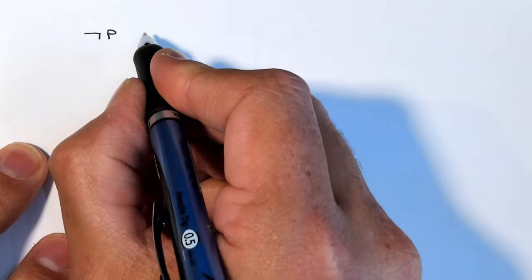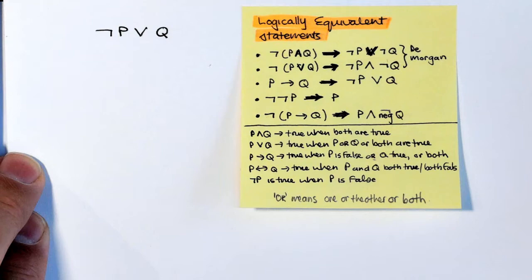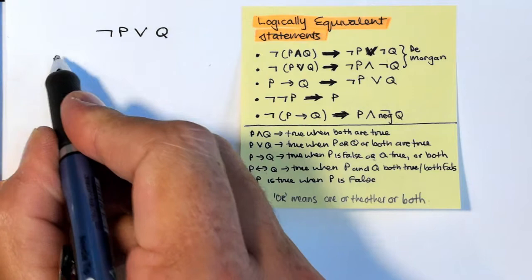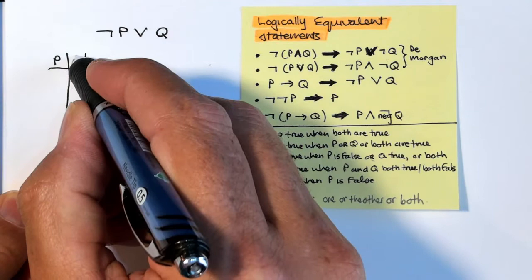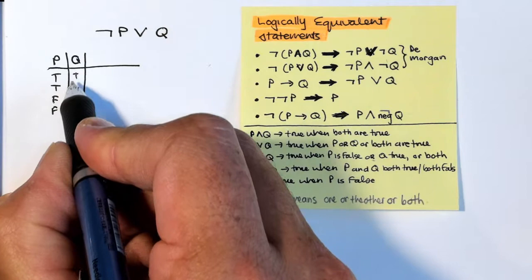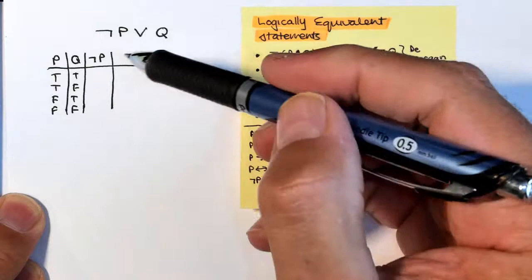We've got two statements, we've got P and Q. So we start by drawing up our truth table for P and Q. This is true, true, false, false. True, false, true, false. Now a negation of P, not P, means it is false when P is true or true when P is false. So this changes to false, false, true, true. And now we want to look at this statement over here, not P or Q.